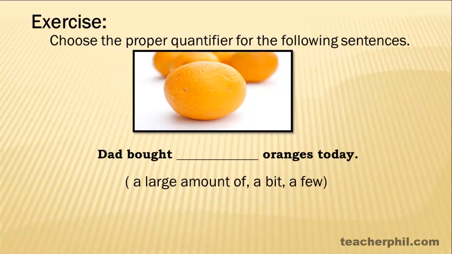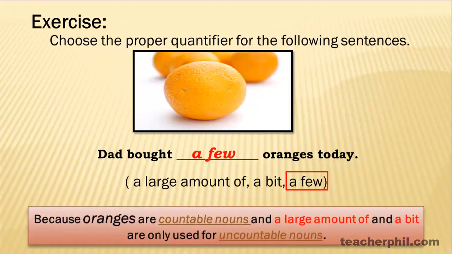Done? Then let's go now to our exercise. Choose the proper quantifier for the following sentences. The first one, Dad bought blank oranges today. Is it a large amount of, a bit, or a few? The correct answer is a few. Dad bought a few oranges today. Why? Because oranges are countable nouns, and a large amount of and a bit are only used for uncountable nouns.